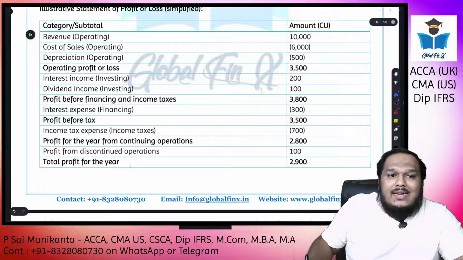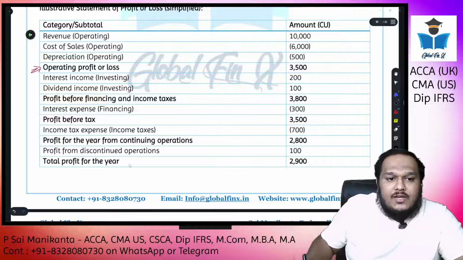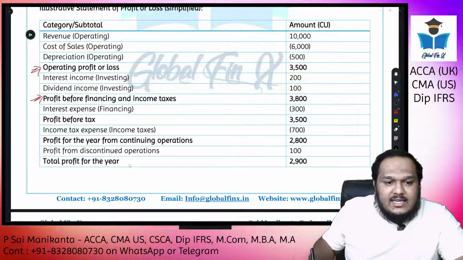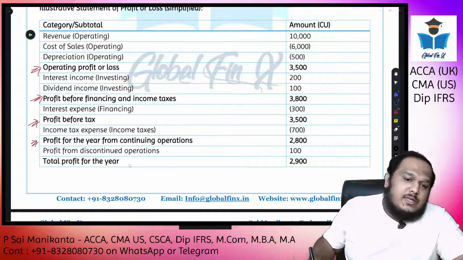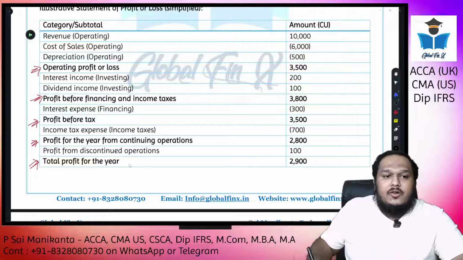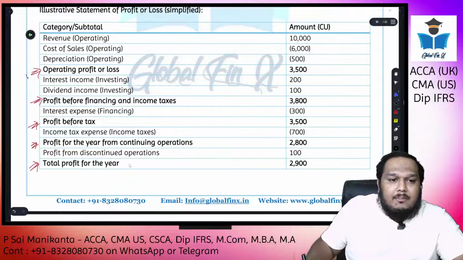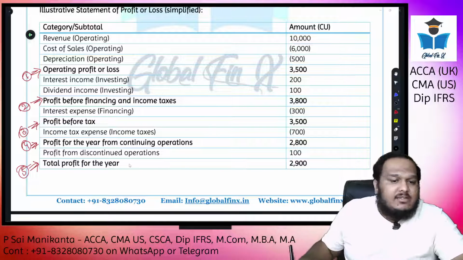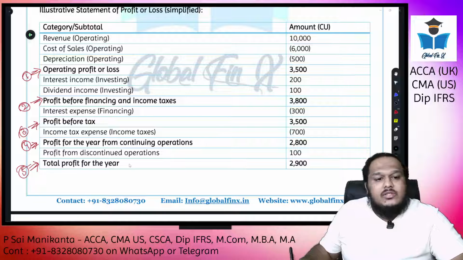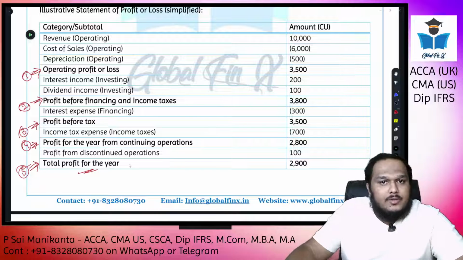These subtotals are mandatory. What are those? Operating profit, profit before financing and income taxes, profit before tax. If you have discontinued operations, then profit from continuing, then total profit. Five subtotals are mandatory: 1, 2, 3, 4, 5. The fourth one, in case you have discontinued operations, you will show this. Otherwise, it will be the same. You will not have the fourth one. Directly, you will have the total profit for the year.